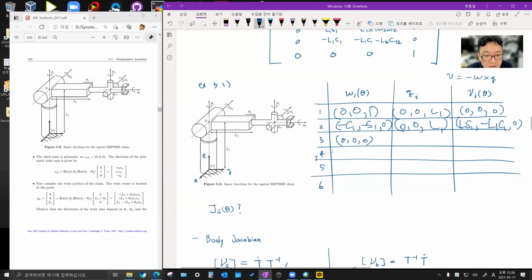And then Q becomes... Q is not necessary. We should find the V using theta 3. Actually, theta 3 also depends on theta 1 and theta 2.